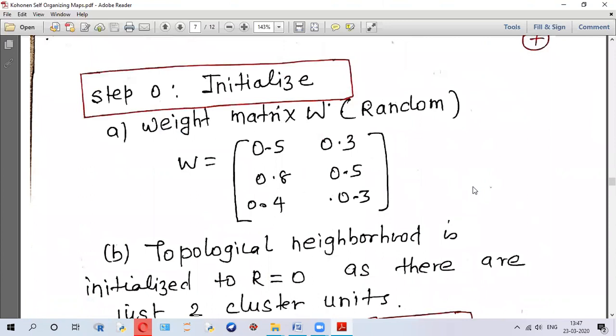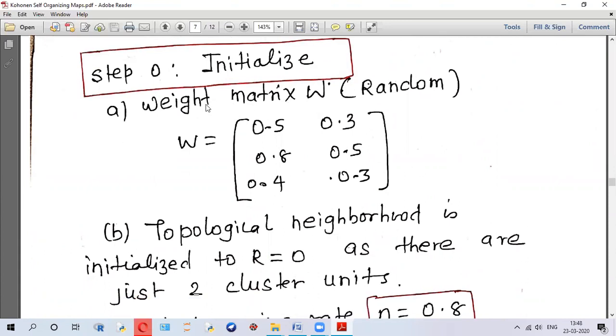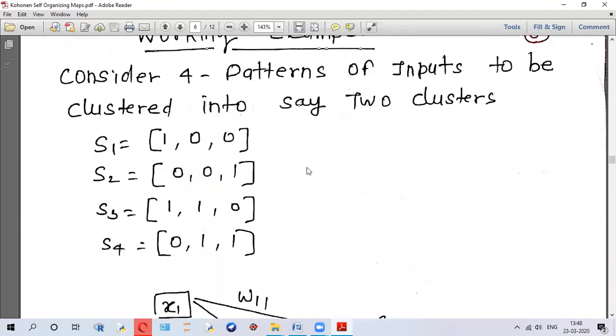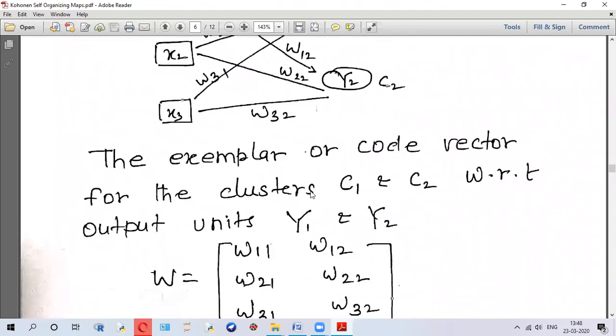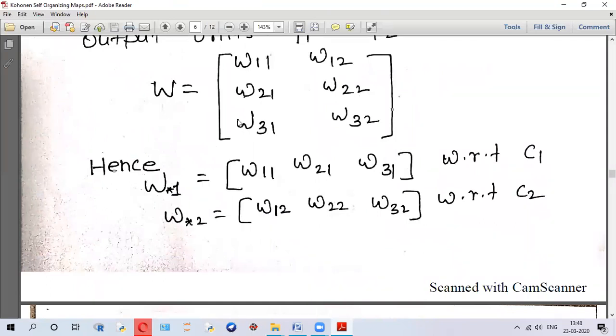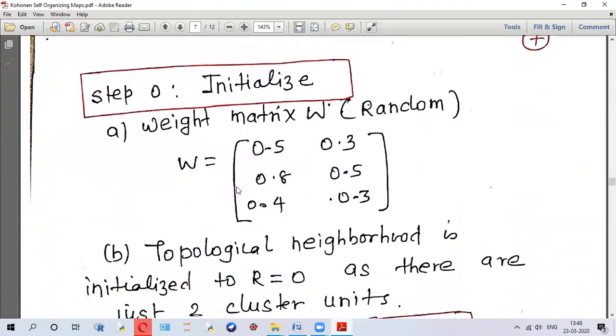Now, as a part of the algorithm, the first part, or step 0, I would call it, is the initialization part. In the initialization part, we would be doing three different things. One is the initialization of the weight matrix. Here we have assumed a random initialization of the weight matrix. I'm solving this same problem corresponding to this given input, so we have to initialize the weights of this size. This is what we have initialized the weights to. And mind you, this is just a random initialization. That is what we do with most neural networks.